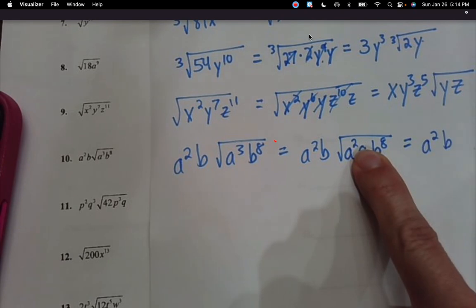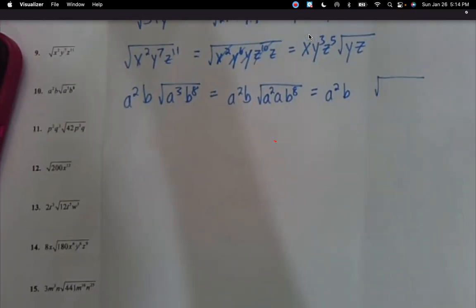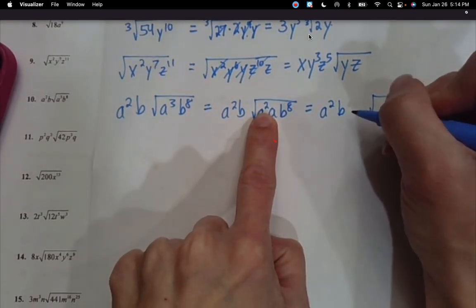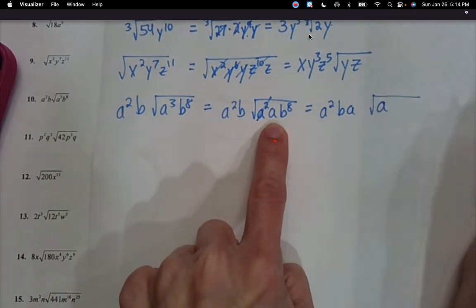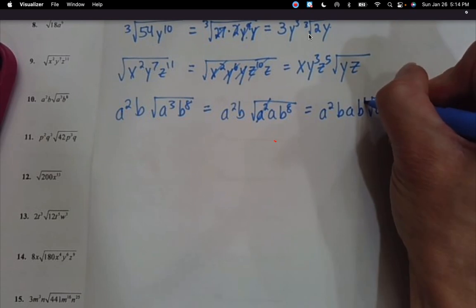What is this a squared? What is 2? Let me zoom out some more. 2 divided by that 2 is 1, so I'm going to bring out 1a. Done with that one. I have to leave that a. And what is 8 divided by 2? 4. b to the 4th.